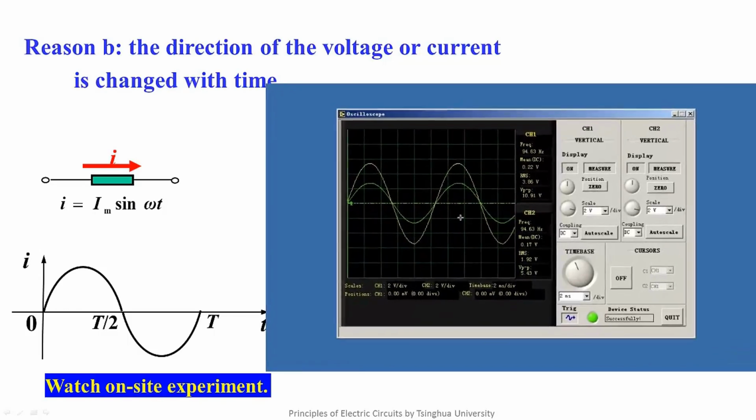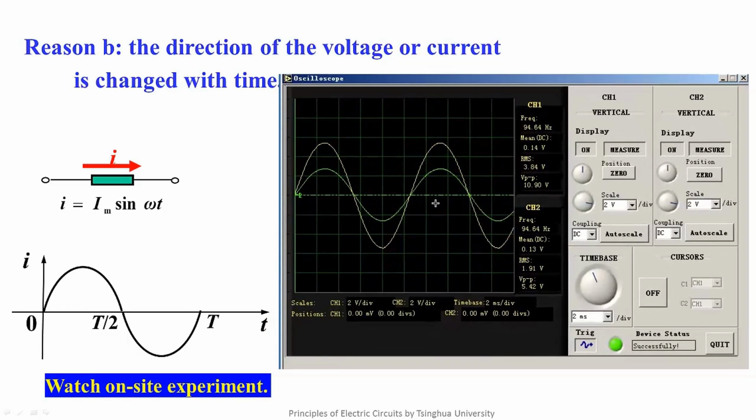Now you can see they are input and output voltage waves displayed by virtual oscilloscope. The channel 1 is the input signal, is a yellow wave on the screen. The channel 2 is the output signal, is a green curve. From the waves you can see, firstly, the sine signal is changed with time. Secondly, the value of the branch variable and the current can be plus or minus when they are changed with time. In other words, their real direction is changing all the time, so it's necessary to introduce the reference directions.